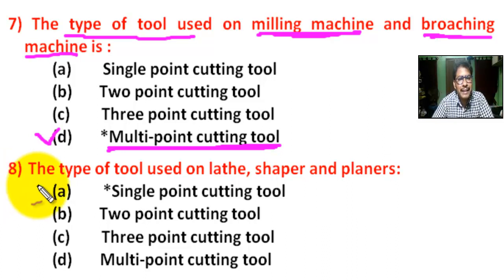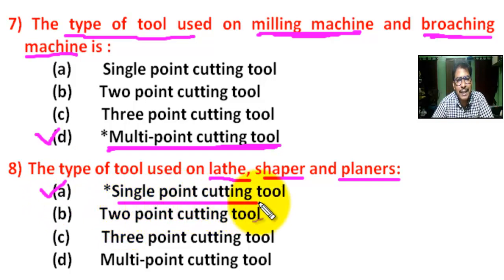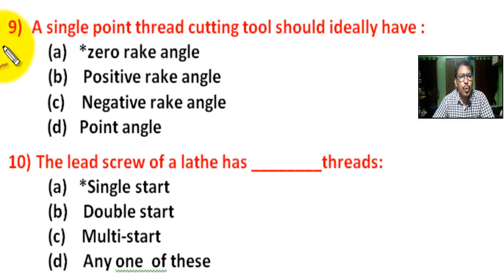Question number 8. The type of tool used on lathe, shaper, planer. There are 4 options. Correct answer is A. Single point cutting tool. Single point cutting tool is used on lathe, shaper and planer.